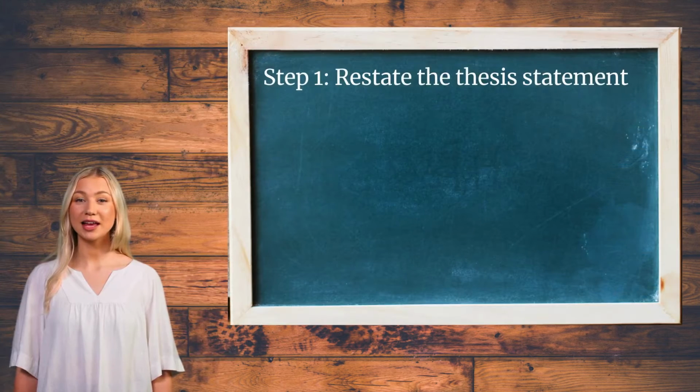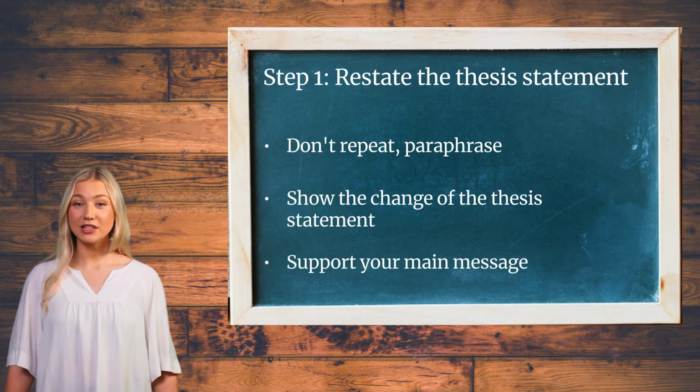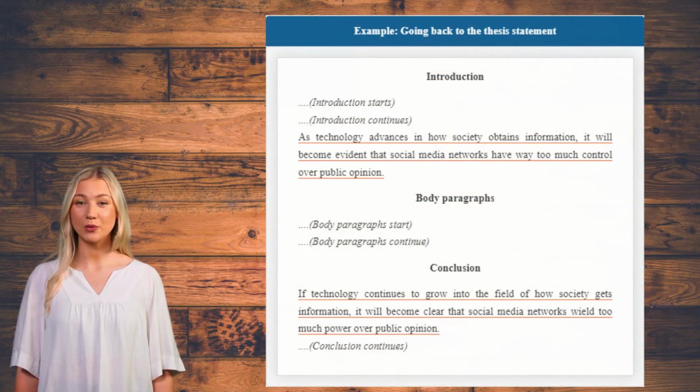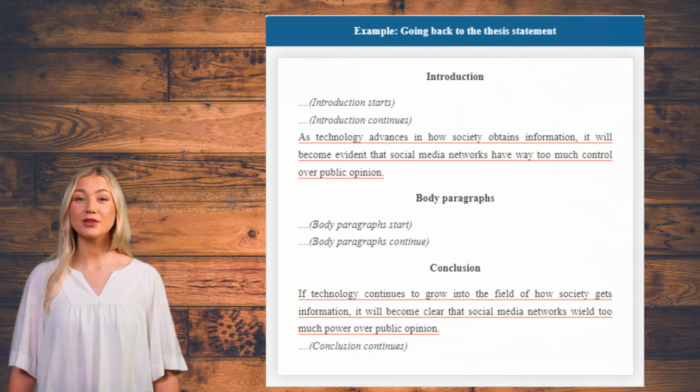The first step when you write an essay conclusion is restating your thesis statement. But the important thing here is paraphrasing your argument to show its evolution since the introduction, instead of simply repeating it. This not only supports your main message, but also highlights the journey of your essay. As you can see in the example, the thesis statement in the introduction and the conclusion have basically the same message. Both talk about the power of social media on the public opinion and its potential risks. But there is a nuance between the two, as there should be. Now that the first step is over, let's move into the next one.